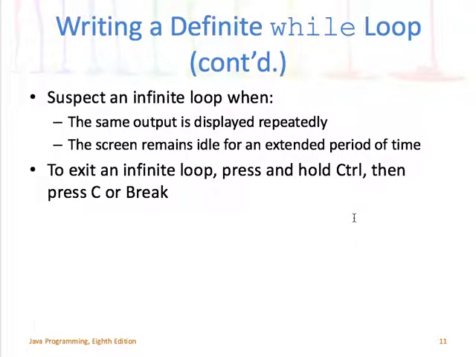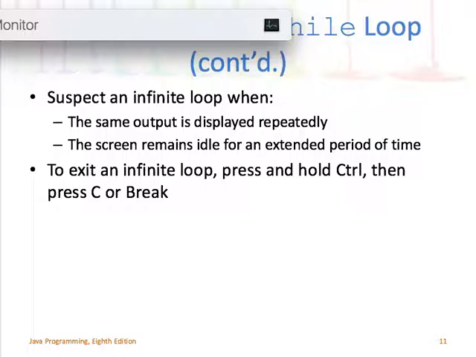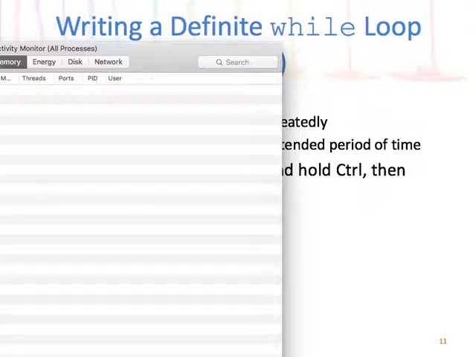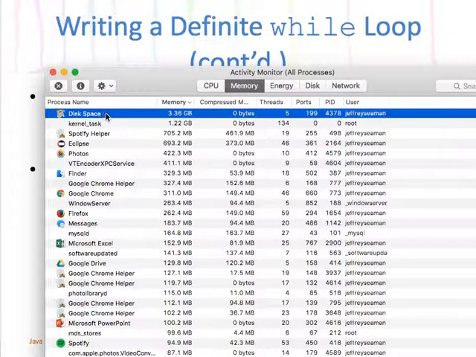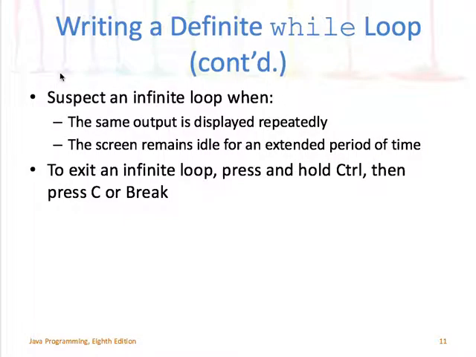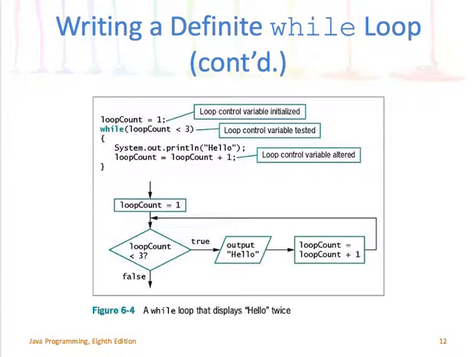Okay, suspect an infinite loop if the same output is displayed repeatedly, or the screen remains idle for an extended period of time. To exit an infinite loop, press and hold Control, then press C or Break. Or if you're using a Mac, you go into Activity Monitor, find the app that you're running, and then kill it. For example, I'm running a disk space app. If I wanted to, I could click the X and that would kill my app. So that's what you want to do from an Apple standpoint, in this case running an indefinite loop.